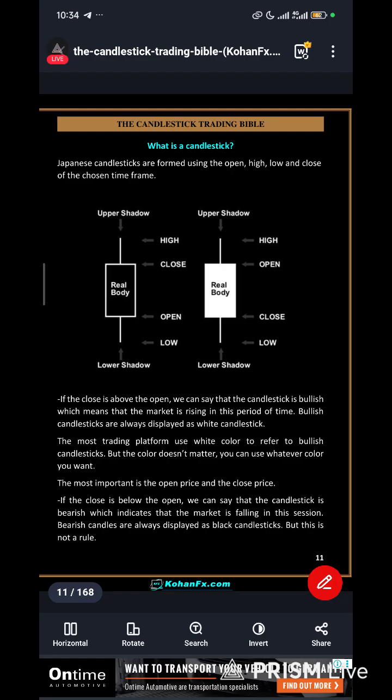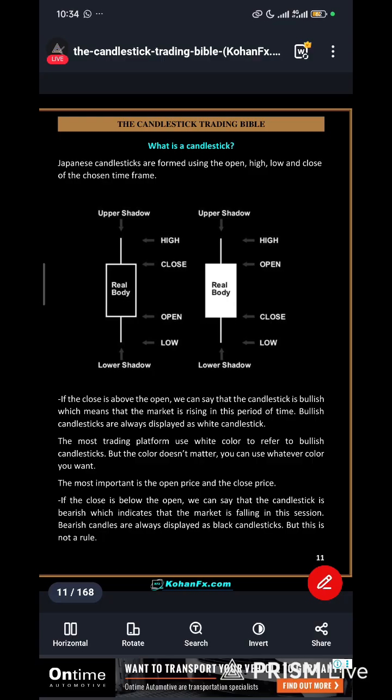Normally we have two color pairs: white and black, or green and red. But I love using green and red. You know that green means good, red means bad. That's how I differentiate my own. So if the close is above the open, we can say that the candlestick is bullish, which means that the market is rising in this period of time. Bullish candlesticks are always displayed as white candlesticks, it doesn't matter.